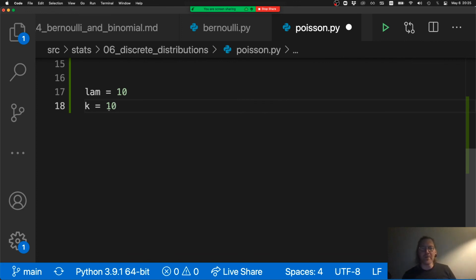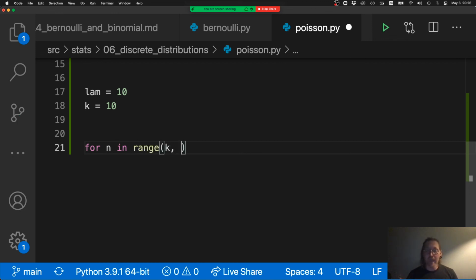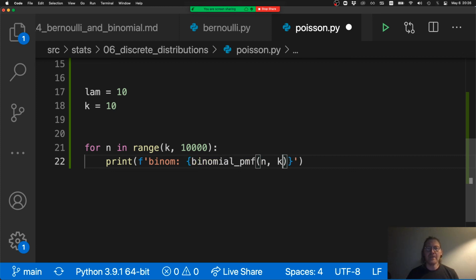So if we just call Poisson PMF on this, we know what it should be. It should be 0.125 something. That's what we saw when we just called it a few minutes ago. The way that we can verify this is we can say for n in range, going from the value of k up to some arbitrarily high number, and I'm going to use 10,000. If we look at the results of passing these values into the binomial distribution, I'll call the binomial PMF with n, k, and p, where p equals lambda over n, and I'm going to round this to 7 places.